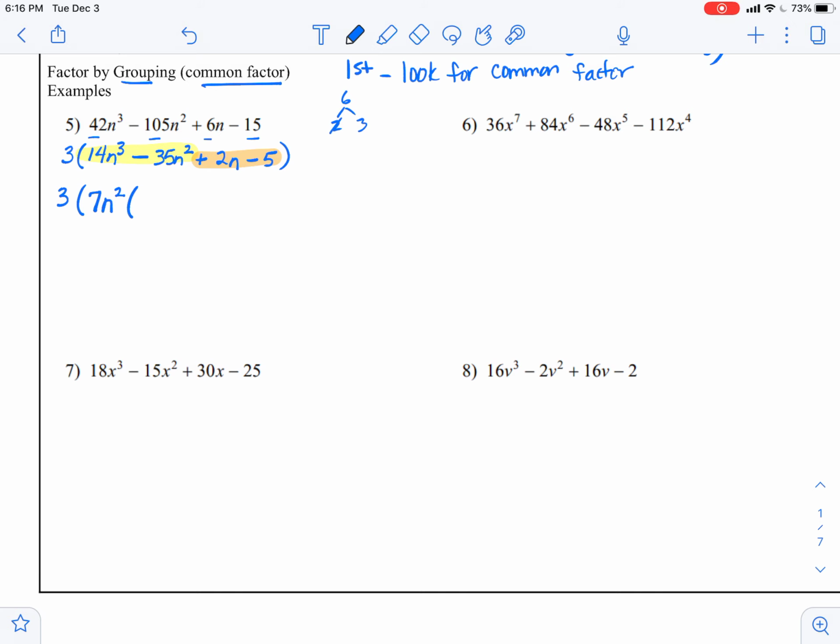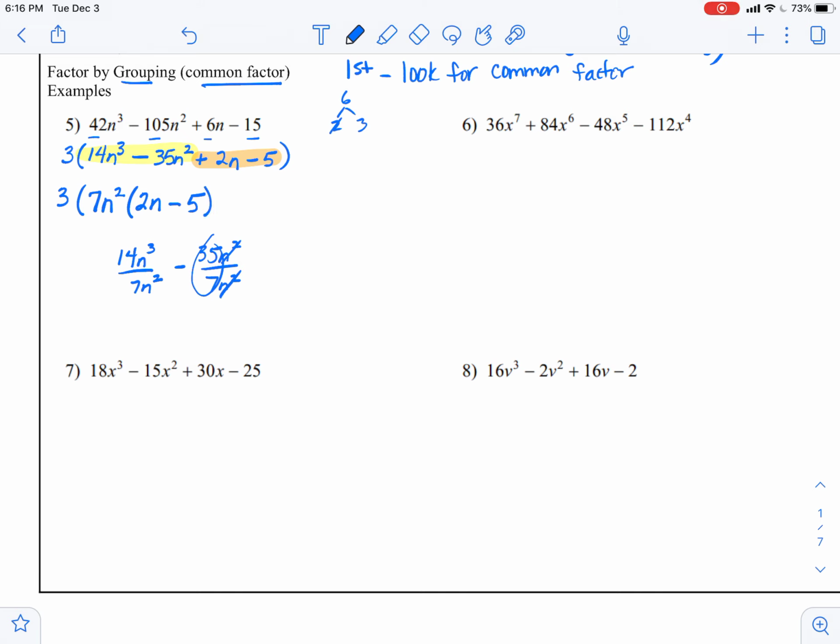Okay, so now I'm going to look at what's left over. So if I take 7n squared out of 14n cubed, it leaves me with a 2 and an n. And if you, again, don't know what I'm doing, I'm now dividing. I would not do this within my problem. I would do it somewhere over to the side, but this is what I'm doing right now. Okay, and so 35 divided by 7 is 5, and then your n squared and your n squared cancel.